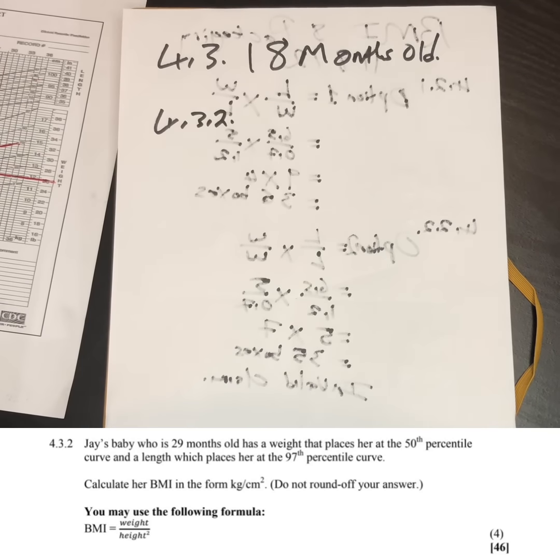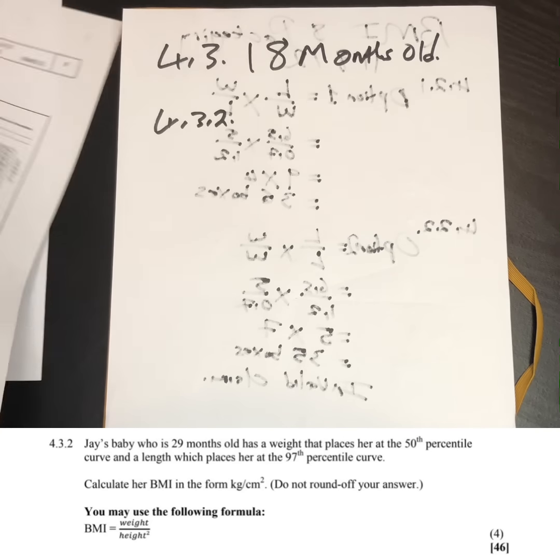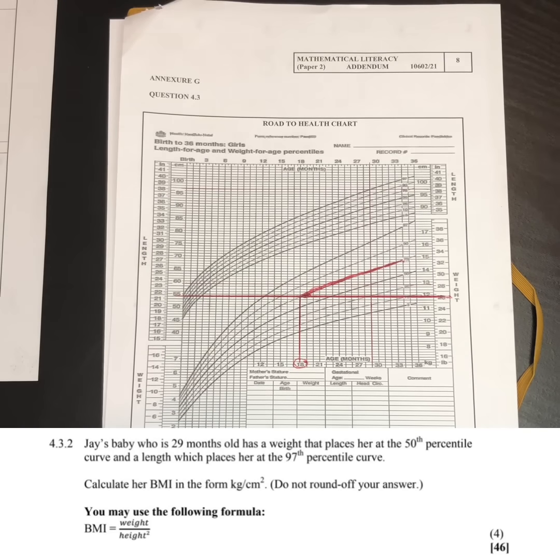Then 4.3.2. If you look at 4.3.2, we are still going to use the very same growth chart. It says that this baby, who is 29 months old, has a weight that places her at the 50 percentile, and has a length which places her at the 97 percentile. So the weight and the length are not given. We are just given the age and the percentile.